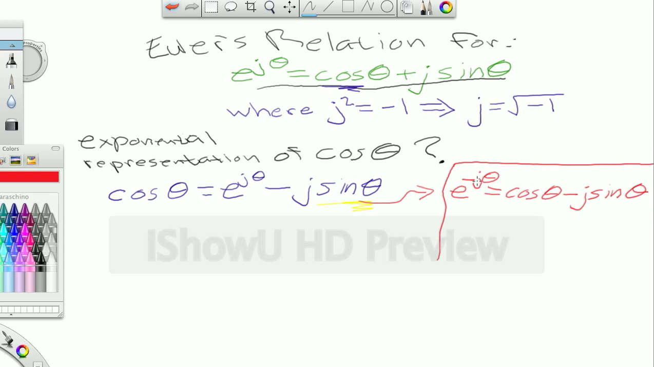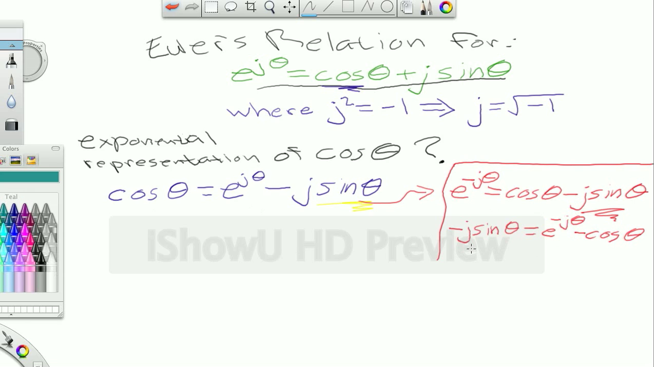This minus j here gets projected in the expansion, and ultimately you get a minus j sine theta here, whereas in the original one it's a plus j and you get a plus j. So here you put a minus j and you get a minus j. What that's going to do for us is we're going to solve for minus j sine theta. So basically minus j sine theta is equal to e to the negative j theta minus cosine theta, which looks good.